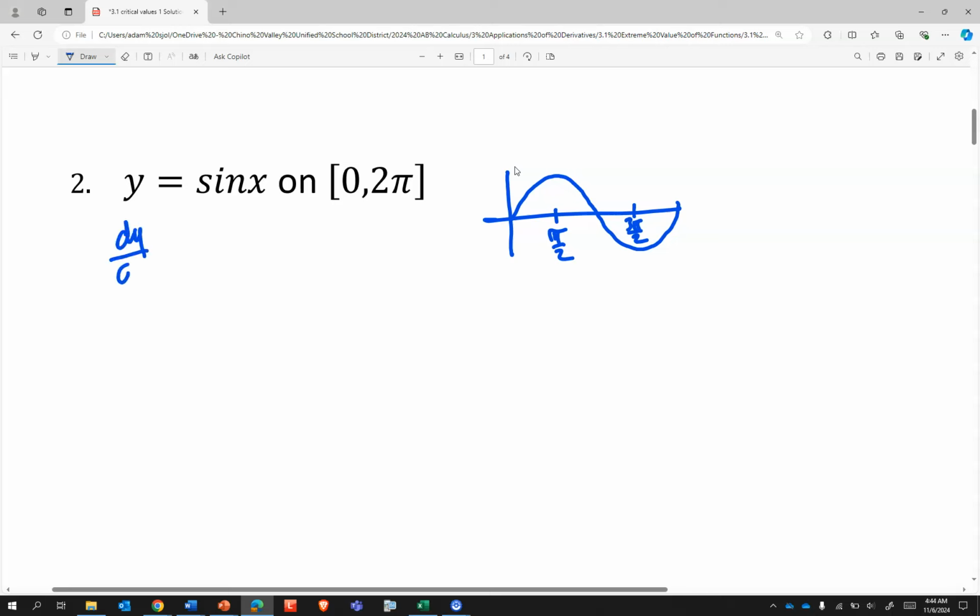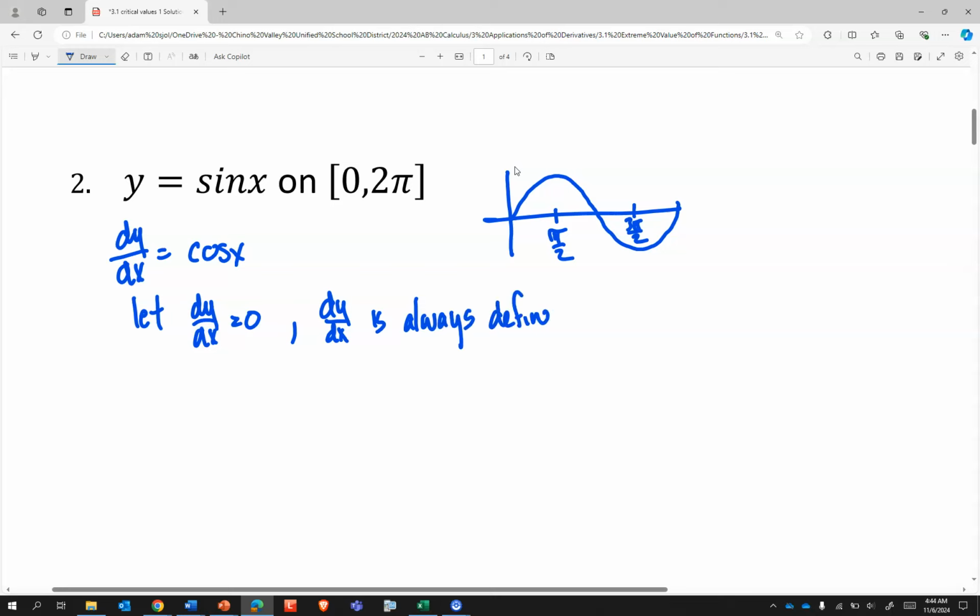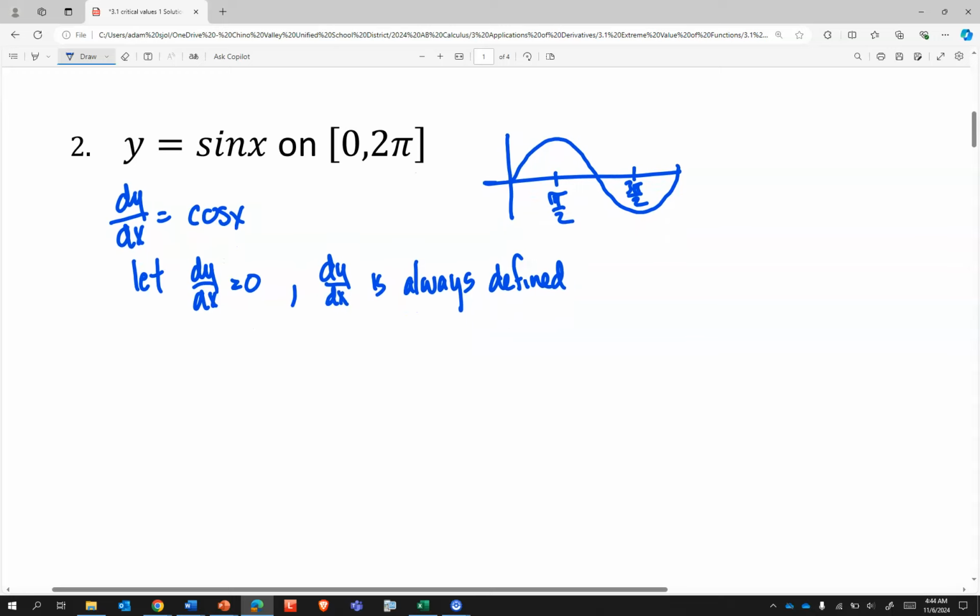So dy dx equals cosine of x. We're going to let dy dx equal 0. And we can say dy dx is always defined. We know that because we know the graph of cosine. Another way to say that is dy dx is continuous. Okay, so 0 equals cosine of x.